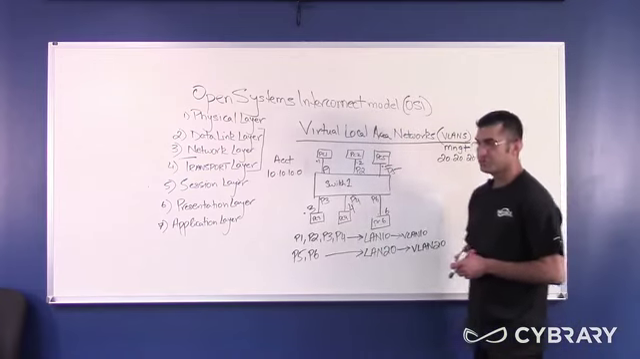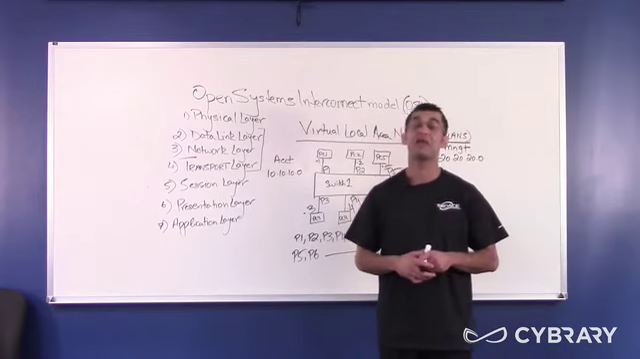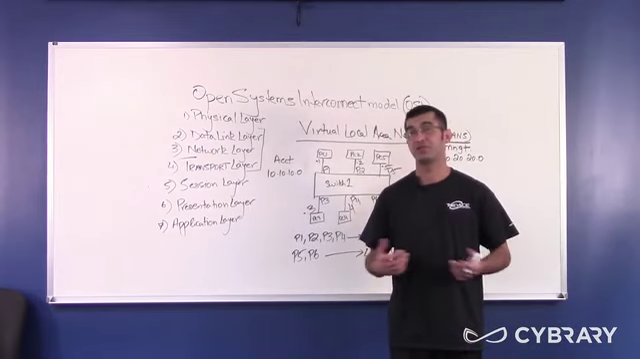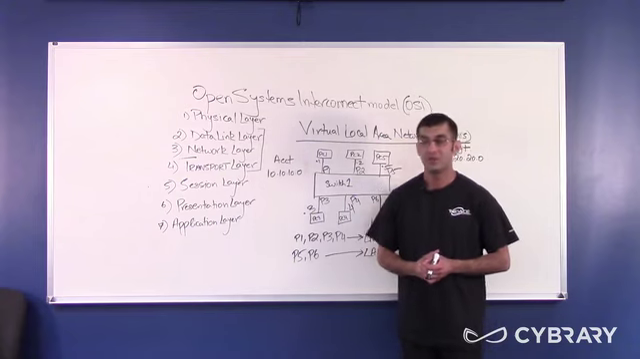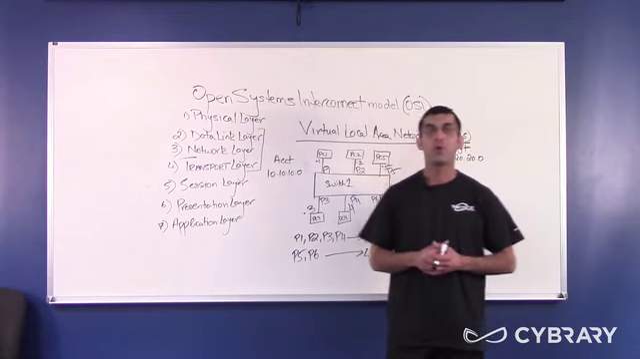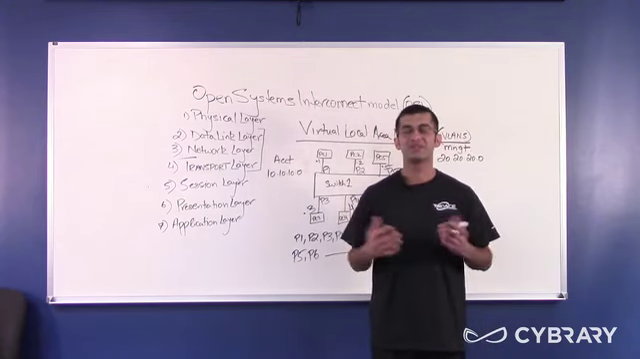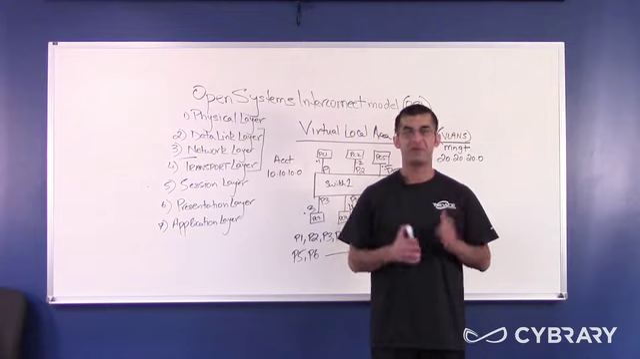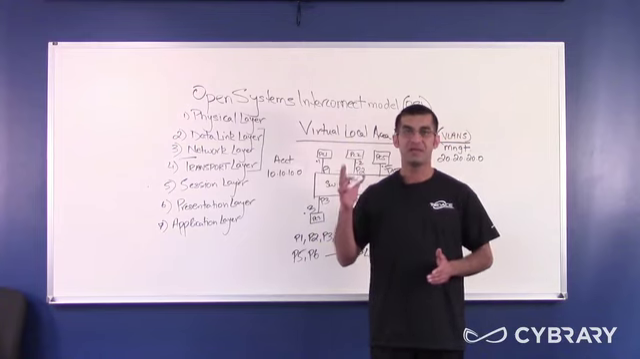VLAN ranges. Depending on the platform, depending on the switch and the operating system that you're using, the total number of VLANs you can have on a switch varies between 1 and 4094.